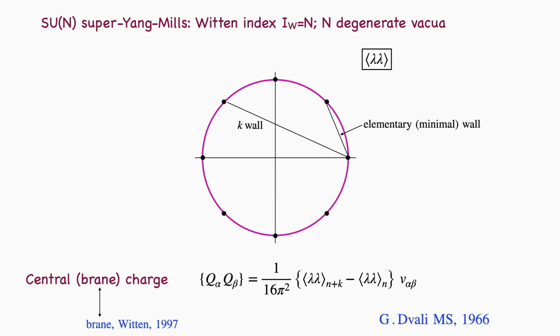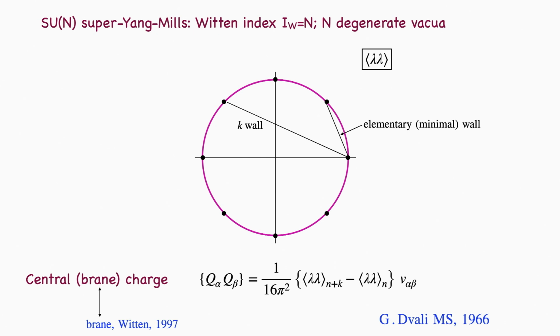Very brief historical review. I'm talking about SU(N) super Yang-Mills. Later we will add some matter fields, but only with masses, without interaction superpotentials. In this theory, we know that the Witten index is equal to N for the SU(N) gauge group. And so there are N degenerate vacua, which are labeled by the value of the gluino condensate. The gluino condensate is proportional to the Nth root of 1. So there are N different values. They sit around the circle, equidistant.